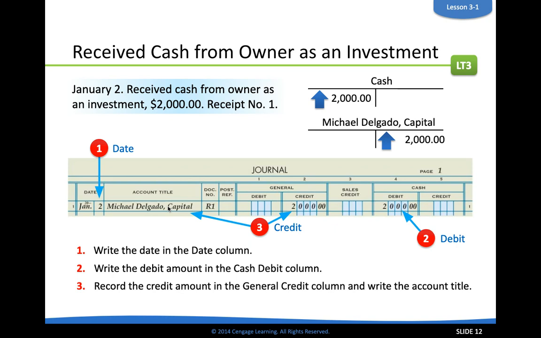So the other account that's impacted is our Michael Delgado capital account. So on MindTap, you're going to actually have to type out Michael Delgado, comma, capital. And it's going to be there. I'll show you kind of where to find that. But our credit then, to make Michael Delgado capital go up, we need to credit that for $2,000 as well.